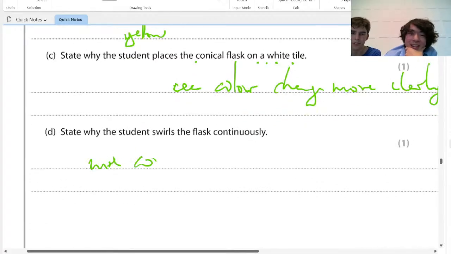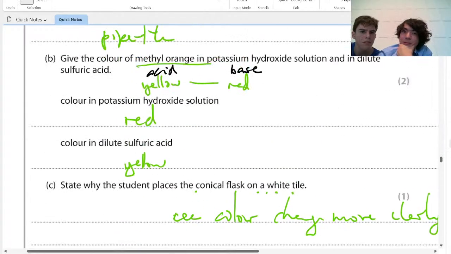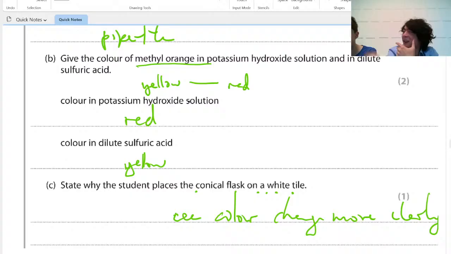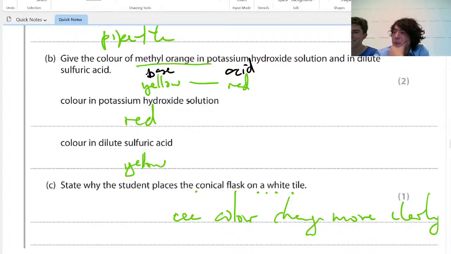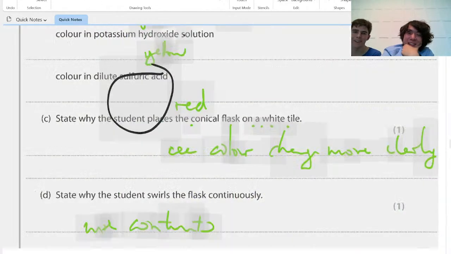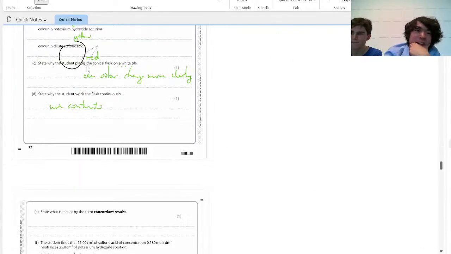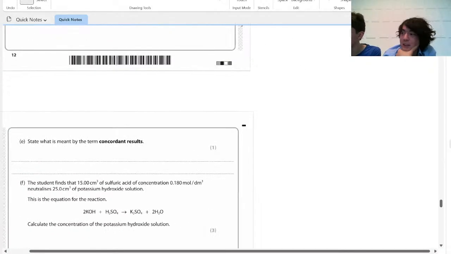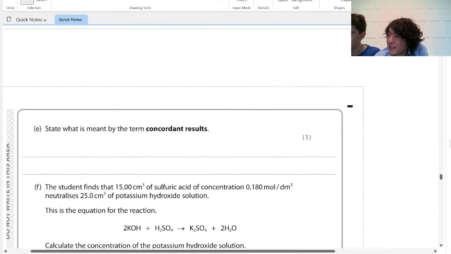Swirl to mix the contents, yeah. It's red in acid. Wait, what? Are you sure? Yes, I'm a bit cooked, bro. It's red in acid. For most of these indicators, if it's red, it's probably acid. Chat is indeed cooking us. You might as well just stop watching because we clearly don't know what we're doing.